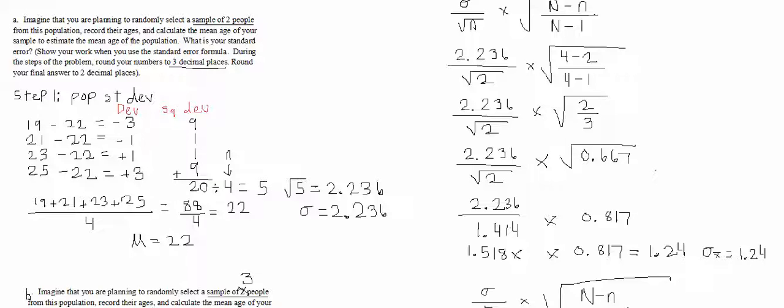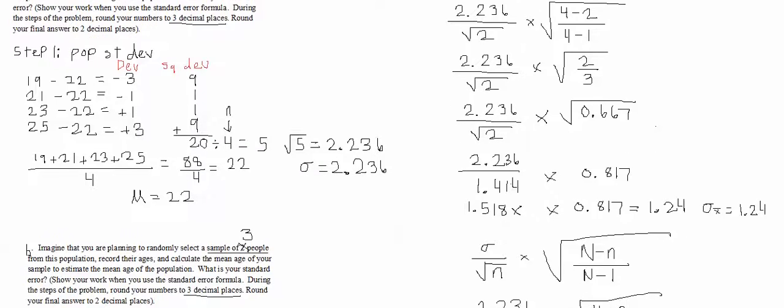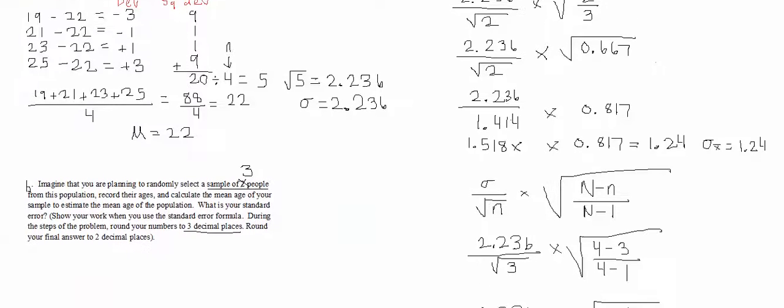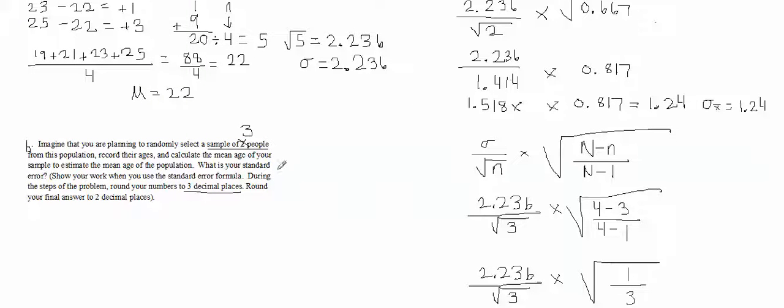That finishes part A. The first question on your homework also has a part B, which asks you to find the standard error if you were planning to randomly select a sample of 3 people from the population.